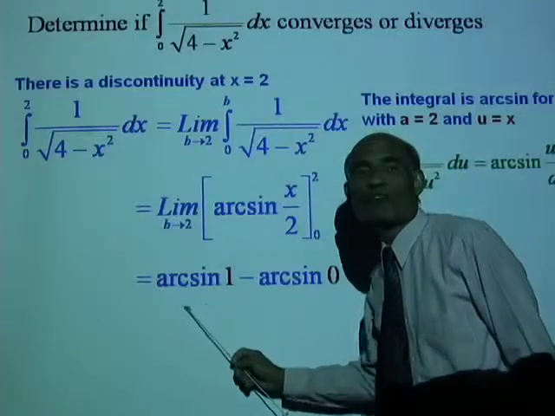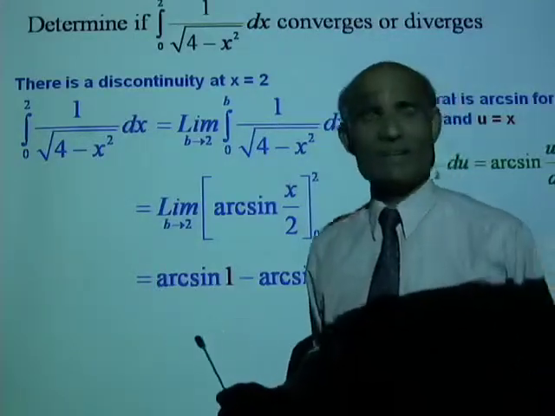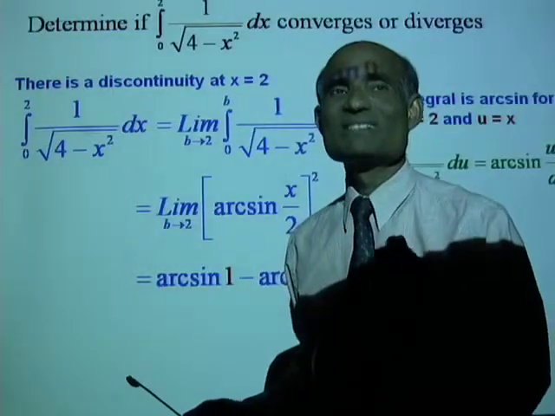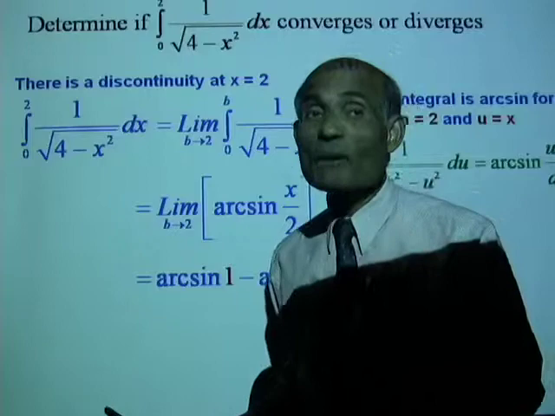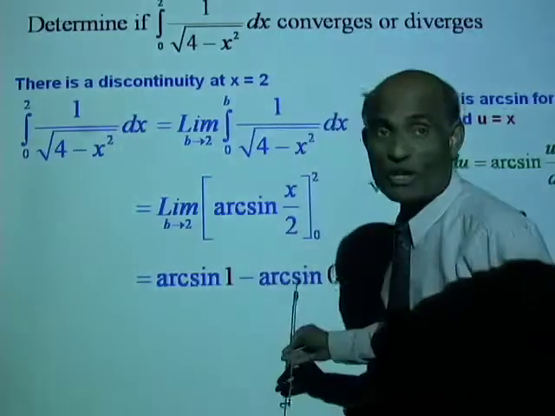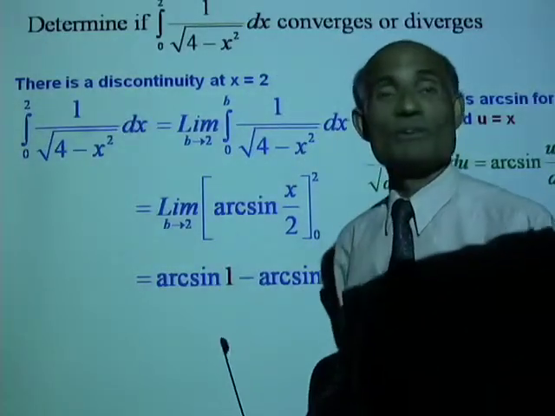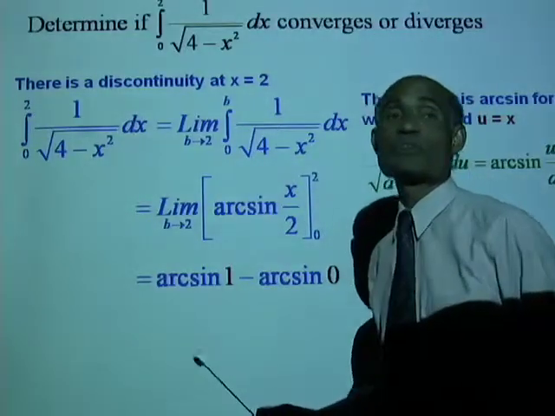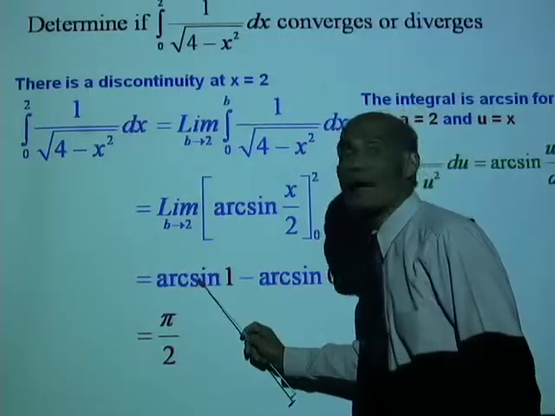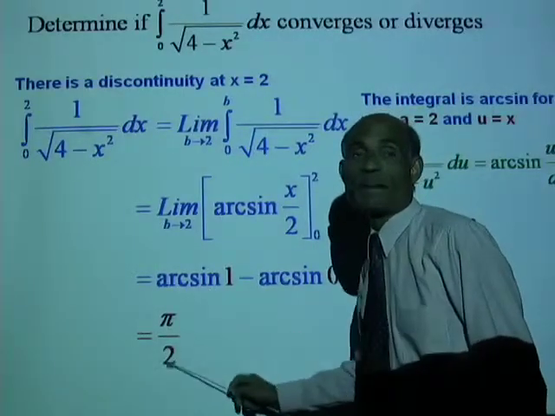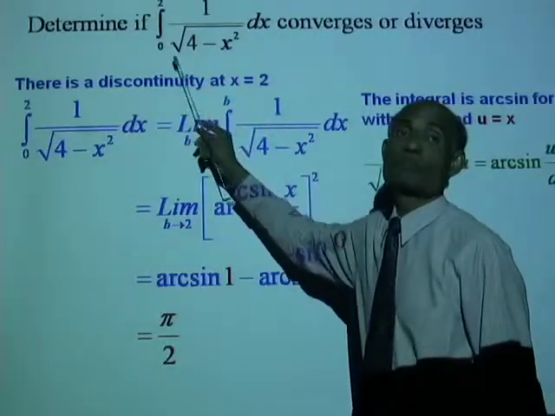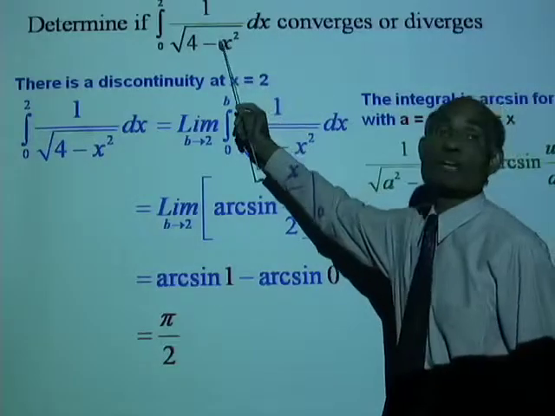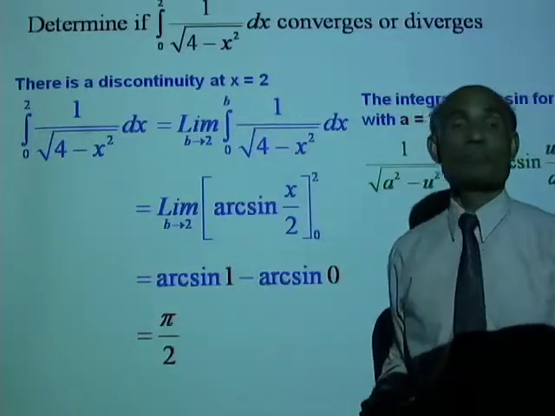Alright, what's the value of arc sine 1? Sine of what number is 1? Sine of pi by 2 is 1. And what is arc sine 0? Sine of 0 is 0. Therefore, arc sine 0 is 0. Therefore, this is pi by 2, this is 0. That means the value of this improper integral is pi by 2. The improper integral converges to pi by 2.